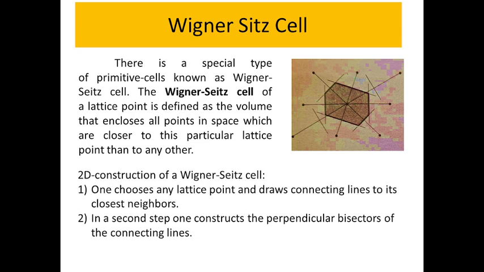So how can we get the Wigner cell? There are 2 steps involved. First, we have to draw straight lines joining the nearby lattice points. Then in the second step, we have to draw a perpendicular line at the midpoint of each line joining the lattice points. So we will have an area enclosed within that closed shell, that is called Wigner cell.